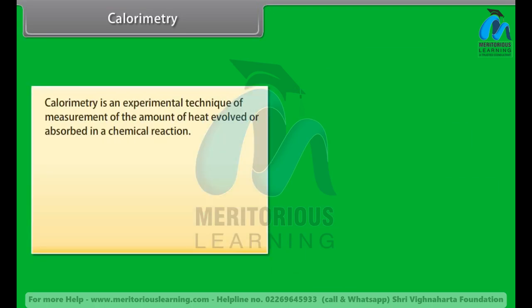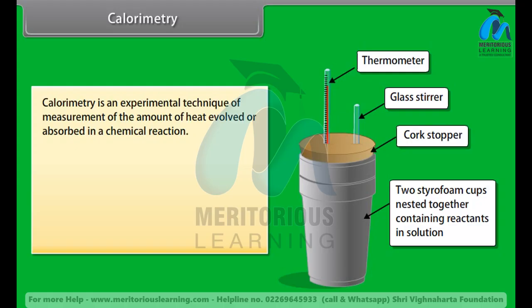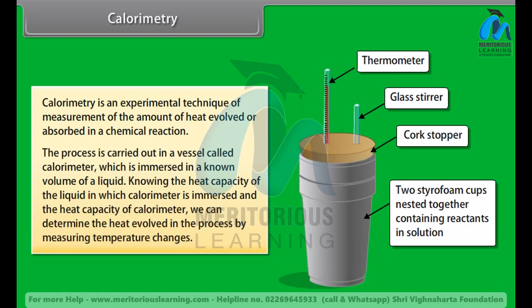Calorimetry. Calorimetry is an experimental technique of measurement of the amount of heat evolved or absorbed in a chemical reaction. The process is carried out in a vessel called a calorimeter, which is immersed in a known volume of a liquid. Knowing the heat capacity of the liquid in which the calorimeter is immersed and the heat capacity of the calorimeter, we can determine the heat evolved in the process by measuring temperature changes.